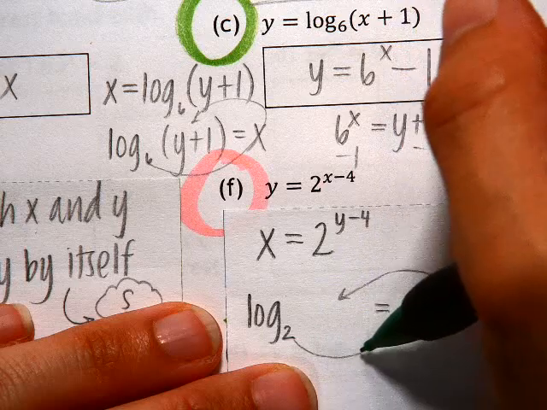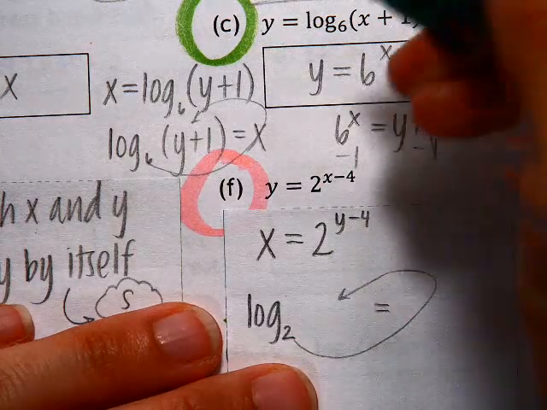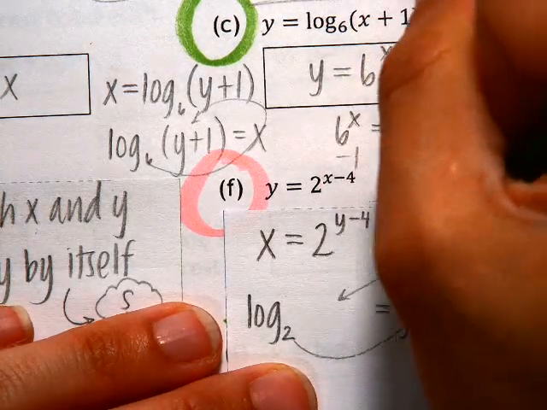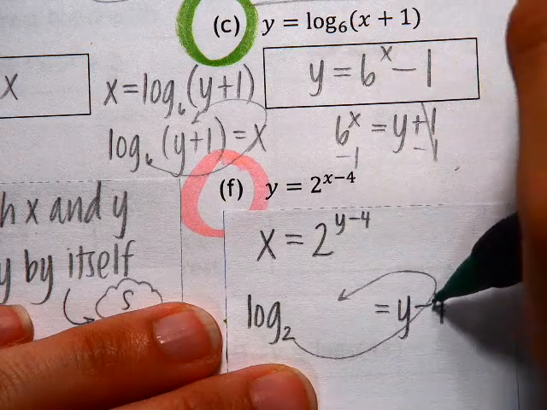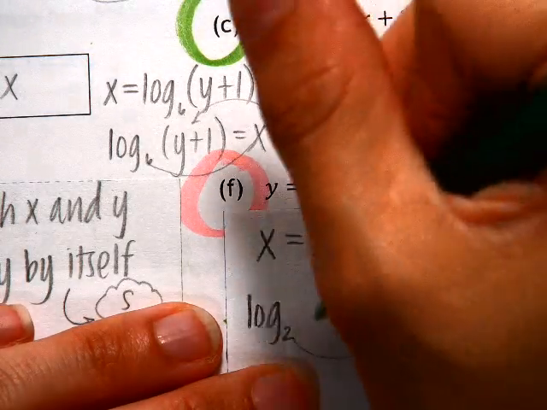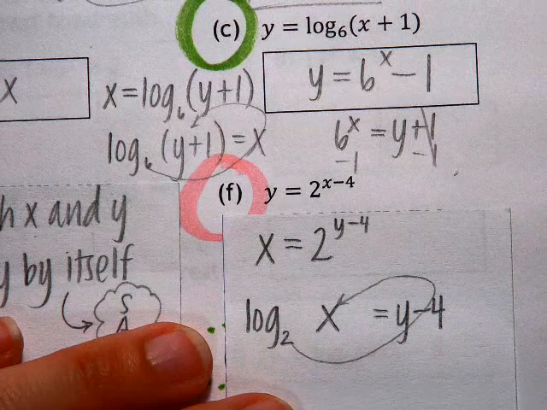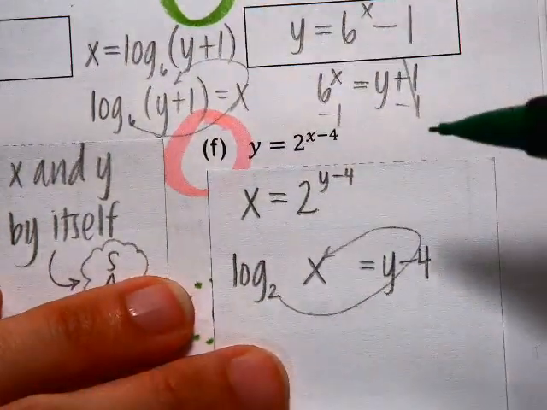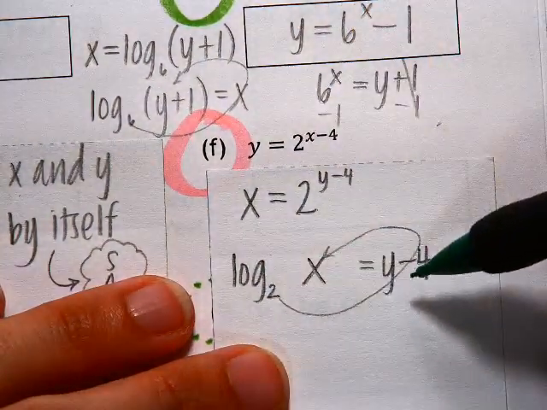It was 2 to the power of y minus 4. So y minus 4 must be over here on the right hand side. And then as I loop back around, it's equal to whatever's left over, so that was the x. So there I have my problem so far. Log base 2 of x equals y minus 4.